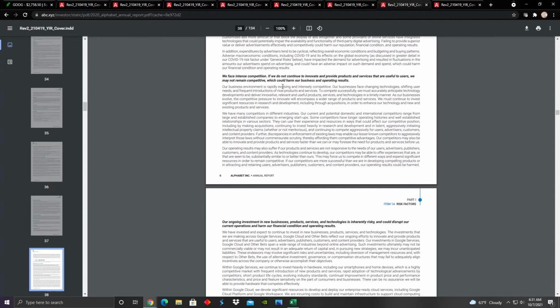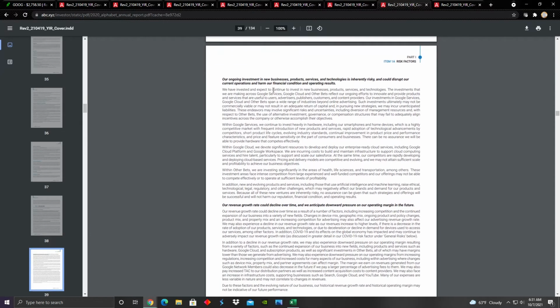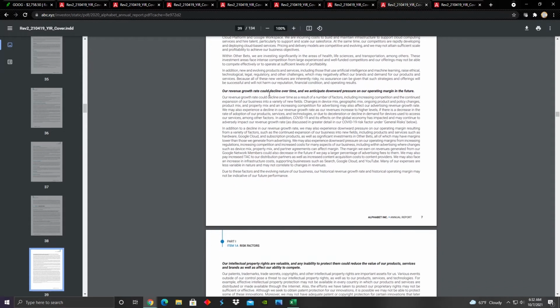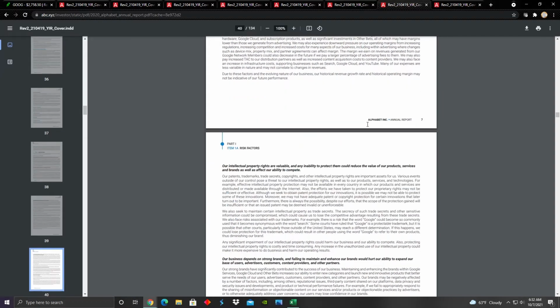They face intense competition, and if they do not continue to innovate, they will most likely be replaced, or their bottom line will be greatly affected. They make ongoing investments in new businesses, products, services, and technologies which are inherently risky and may not work out. Their revenue growth rate could decline over time, and they anticipate downward pressure on their operating margin in the future.